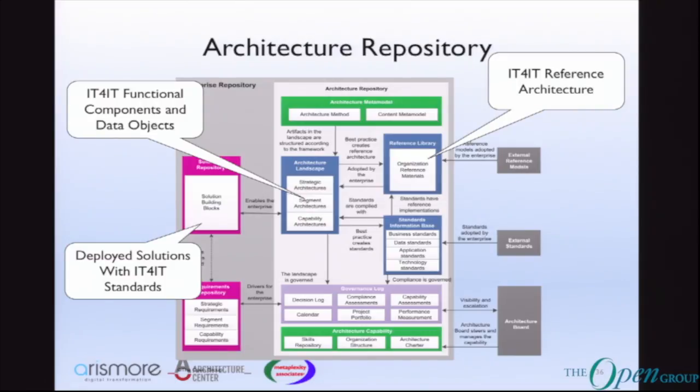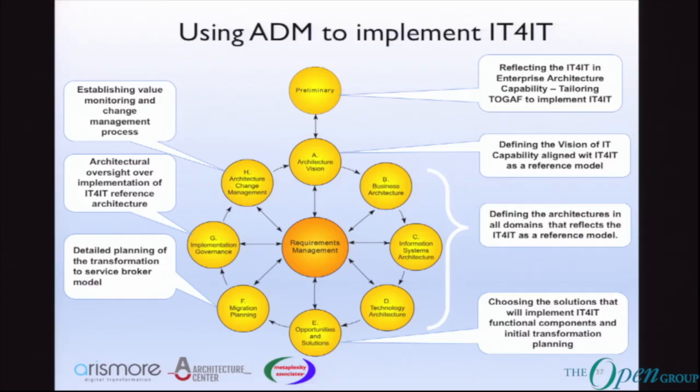Then we reflect IT4IT in the architecture repository. In the reference library, we use IT4IT as a set of reference models, a good example of how the architecture for an IT capability should look. Then in the landscape, we reflect a set of architecture building blocks designed based on IT4IT, for example functional components and data objects. And in the solution repository, we put all the solutions that are aligned with IT4IT. I know that the Open Group IT4IT Forum is working on a certification and accreditation program for solutions that are based on IT4IT.